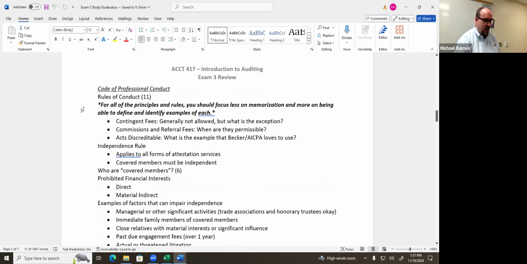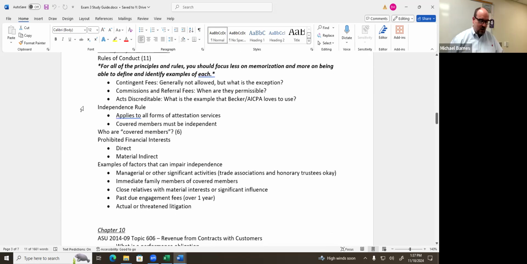Let's go ahead and talk about the code of professional conduct. There are a few things that I want you to be very focused on with respect to the code of professional conduct. First of all, the most important thing we went over in the code of professional conduct was the independence rule. It's really, really important with auditors, and it's one thing that we have to be very, very careful about.